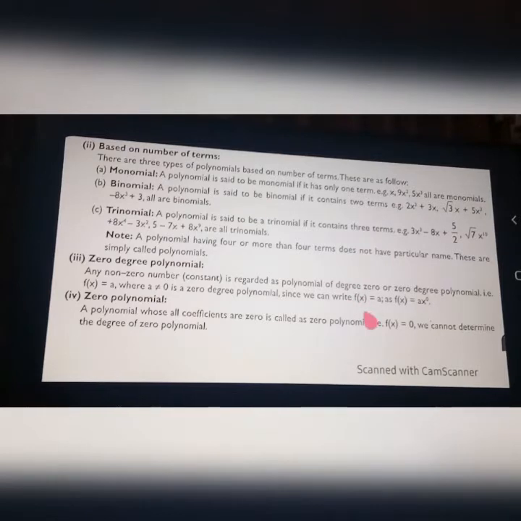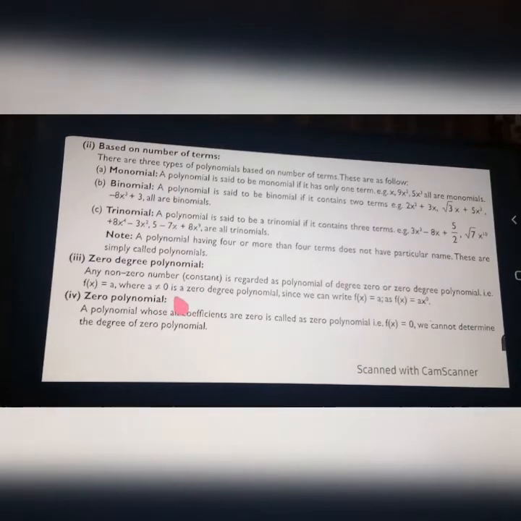So we can write examples: p of x is equal to 5, p of x is equal to 2, p of x is equal to 100, p of x is equal to minus 1. These all are what we call 0 degree polynomials, or constant polynomials. Therefore, the degree of a constant polynomial is always 0. Clear? Next one is the 0 polynomial.